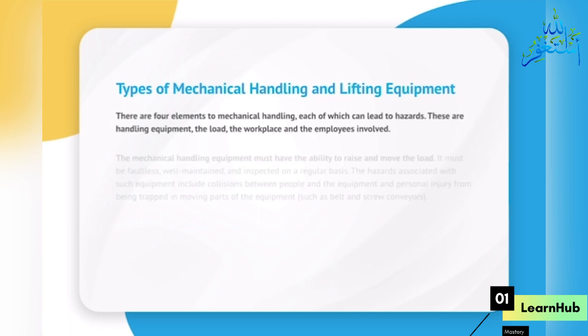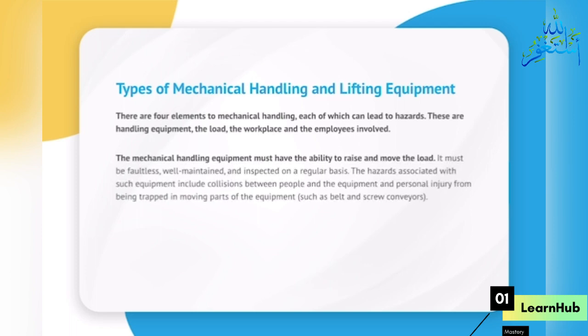Types of mechanical handling and lifting equipment. There are 4 elements to mechanical handling, each of which can lead to hazards. These are handling equipment, the load, the workplace and the employees involved. The mechanical handling equipment must have the ability to raise and move the load. It must be faultless, well maintained, and inspected on a regular basis.